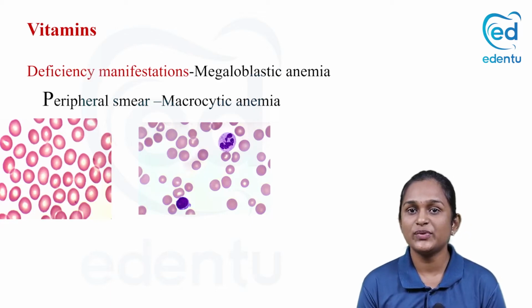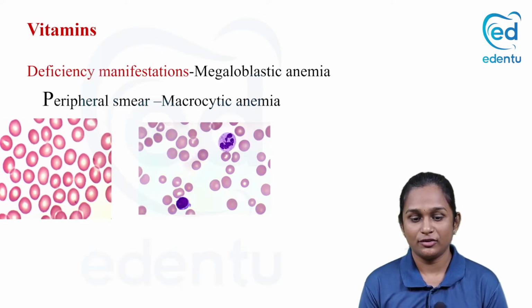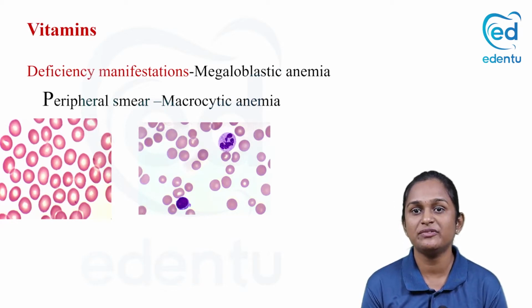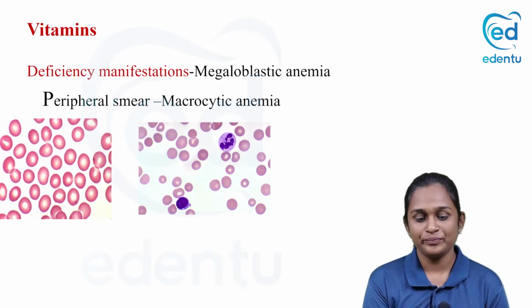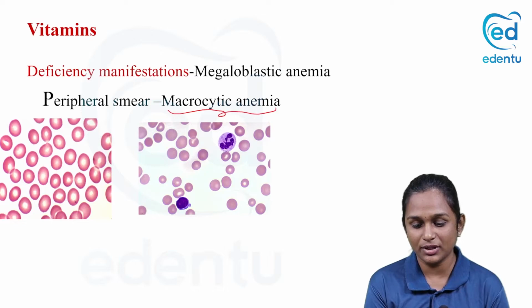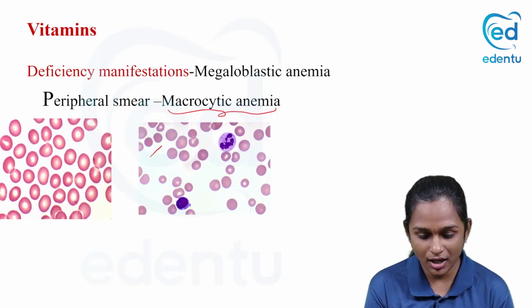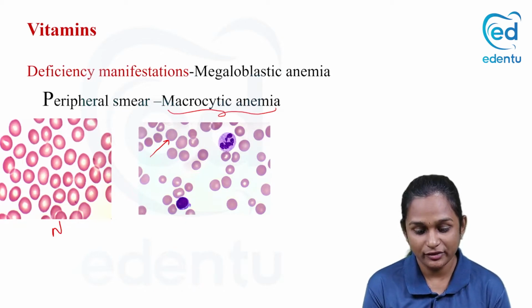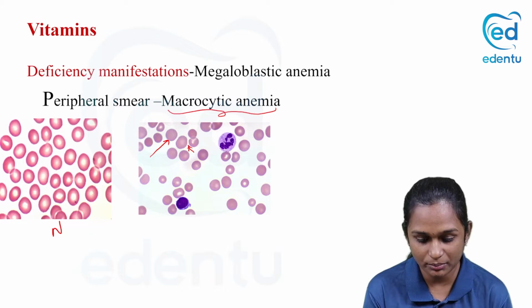What happens when this vitamin is deficient? If you see the peripheral smear picture, it will be megaloblastic anemia. That means RBCs will be very large. The deficiency manifestation will be macrocytic anemia. You can see large RBCs. In this picture, this is a normal one. All the RBCs are of similar size. If you see in this picture, you can note big RBCs.